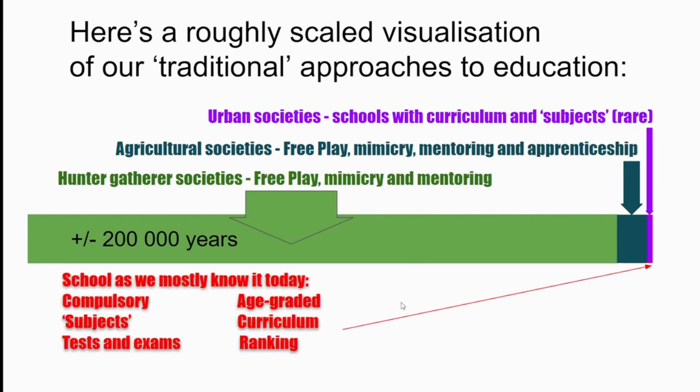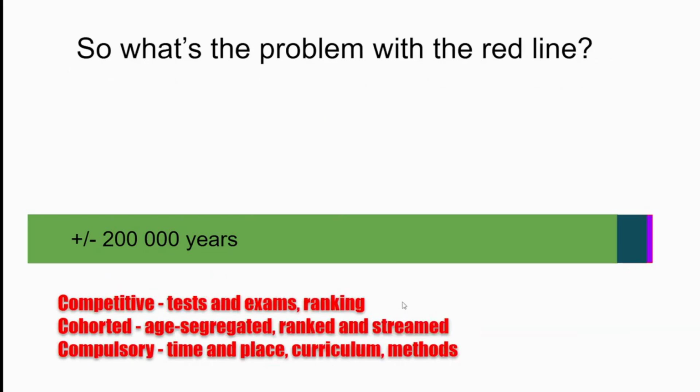Well, as we know it today, school with compulsory age grading, subjects, curriculum, tests and exams and rankings is that little thin red line at the end. I don't know if you can even see it. And it really doesn't deserve the word traditional. Which is why I've been calling it C cubed, because let's get clear on what distinguishes it from all other approaches to education. So what's the problem with it?